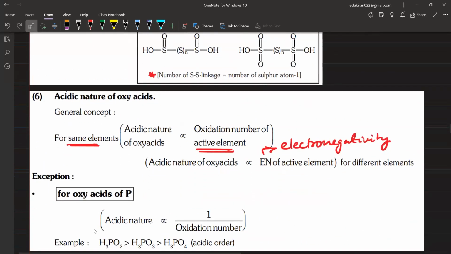And the exception is that for oxyacids of phosphorus, the acidic nature is inversely proportional to the oxidation number. It happens because of the remaining oxygen atom. For example, if I take H3PO2, so H3PO2 will be P double bond O, OH and 2 hydrogens. If I remove a hydrogen atom from here, I will get O negative. Okay. So once I get O negative, now this negative charge is completely delocalized because यहाँ पे एक इलेक्ट्रॉन आ जाएगा, यहाँ पे ये चला जाएगा. So it is between these two oxygens.